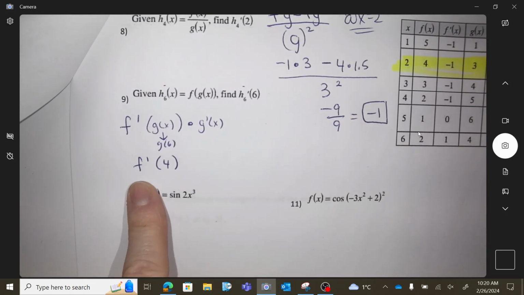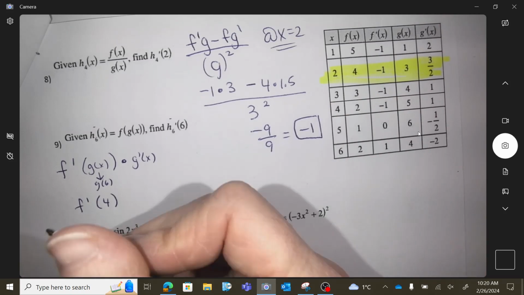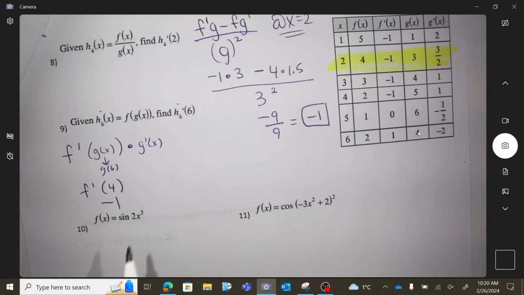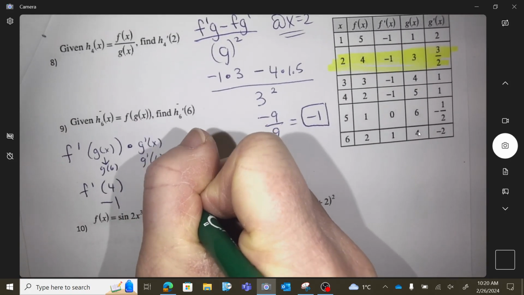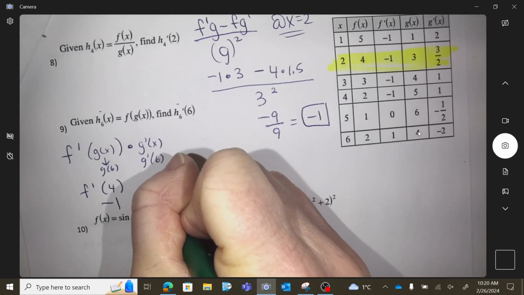Then, what's the f prime at that 4? So f prime at 4, that's a -1. And then this is the original, so this is at 6, so what's the g prime at 6? -2.